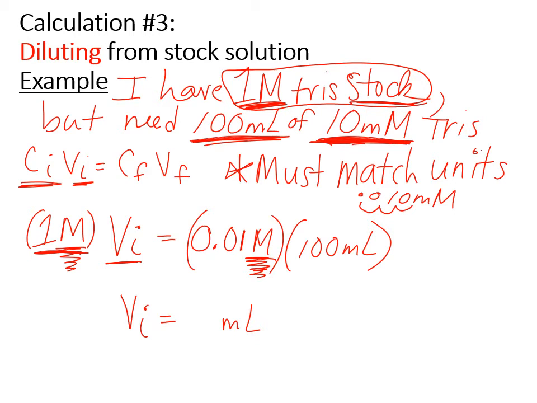So for volume, if I have milliliters on one side, the volume on the other side has to be in milliliters. Okay, so our V1, when you solve this, you do 0.01 molar times 100 ml. You want to get rid of the 1 molar from the V1 side, so you would simply divide both sides by 1 molar to get rid of that 1 molar, right? You would divide by 1 molar on that side, and when you calculate that out, it gives you 1 milliliter.